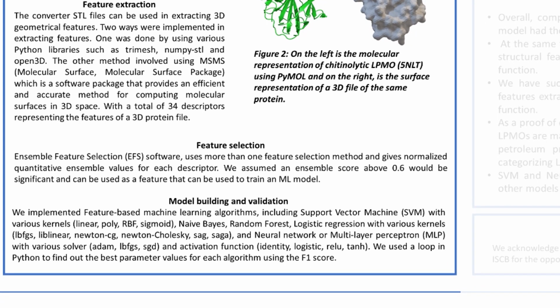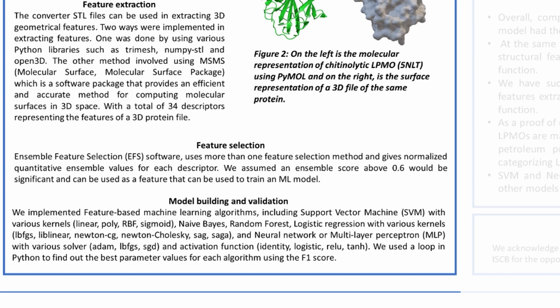Moving on to the feature extraction, we use the converted STL files to extract 3D geometrical features. Two ways were implemented in extracting features. One was using Python libraries such as PyMeshLab, Open3D, and NumPy-STL, and the other was using a software called Molecular Surface package. We were able to get around 34 descriptors representing each 3D structure model.